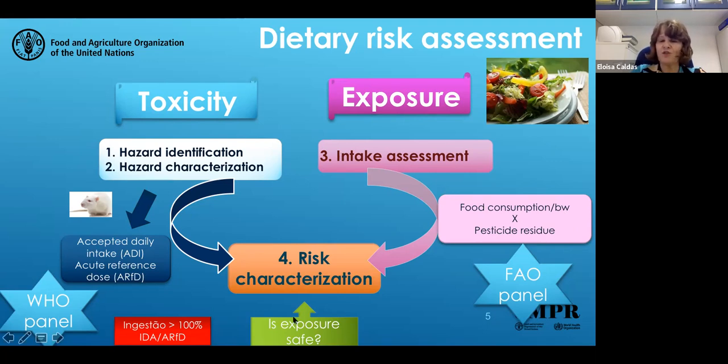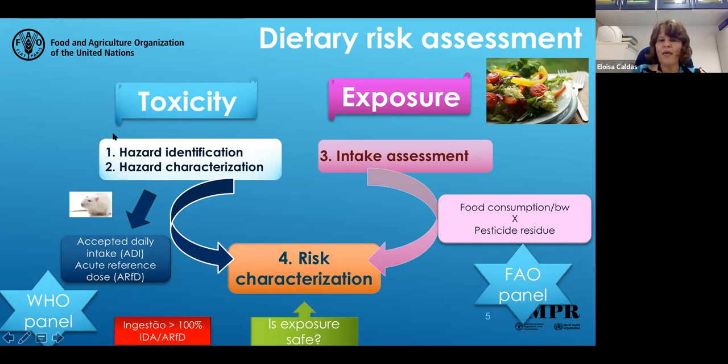And to really answer the question, is the exposure safe, we need the numbers, the hazard characterization numbers, which are the ADI and the acute reference dose, and the risk assessment, to go to the final step of the dietary risk assessment, which is the risk characterization, to answer the question: is exposure safe? So when we finally can answer that question, our work at JMPR, it's kind of done.